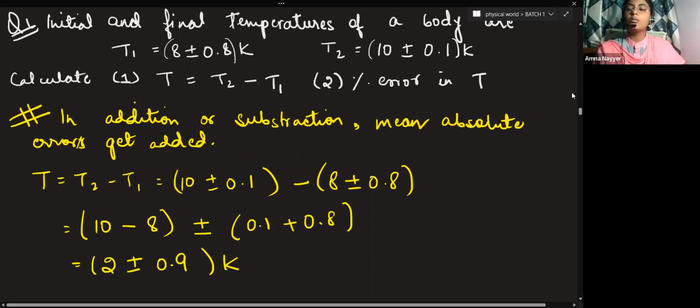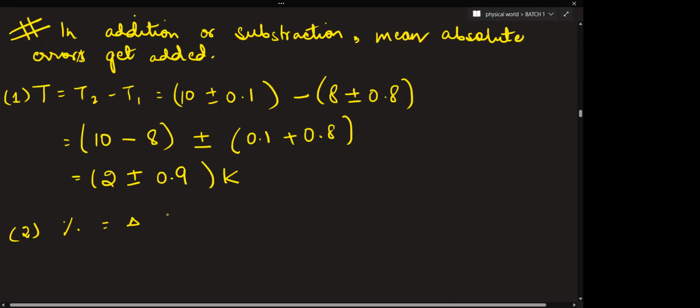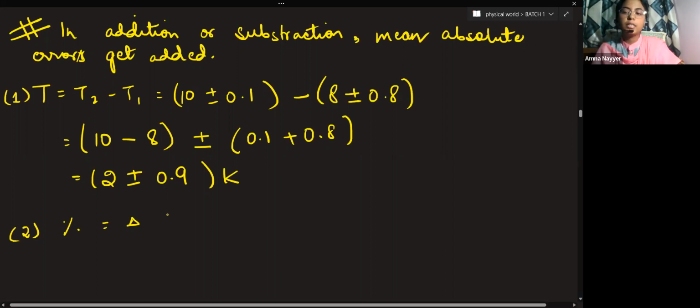Now for the second part, how to calculate the percentage error. This is the answer for the first part. Percentage error is calculated as delta A divided by AM, remember, mean absolute error. Among this, Aram, you tell me, what is the mean absolute error? Yes, Aram, 2 plus minus 0.9. One is the mean value, the other one is the mean absolute error.